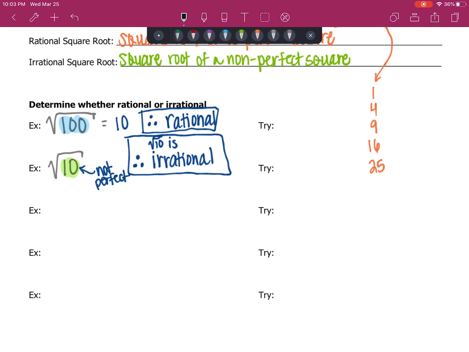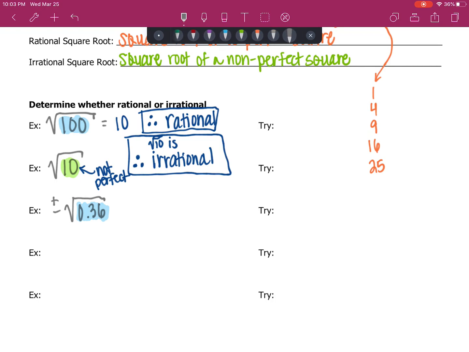Okay, I'm going to do one more. I liked that last one, how we did groups of 3 to begin with. Plus or minus the square root of 0.36. Remember, it's all about the radicand. Is there anything times itself that is 0.36?